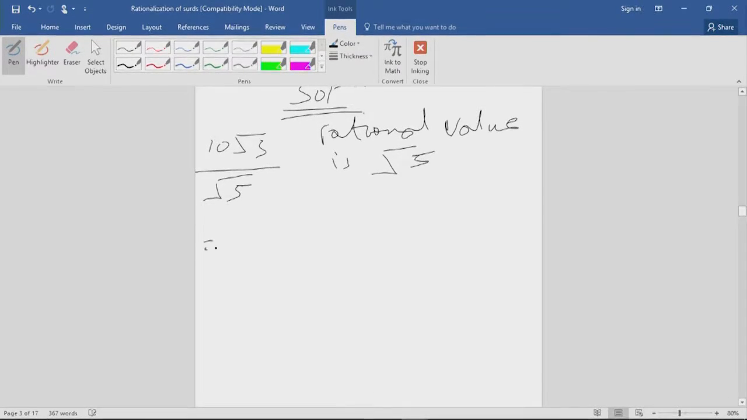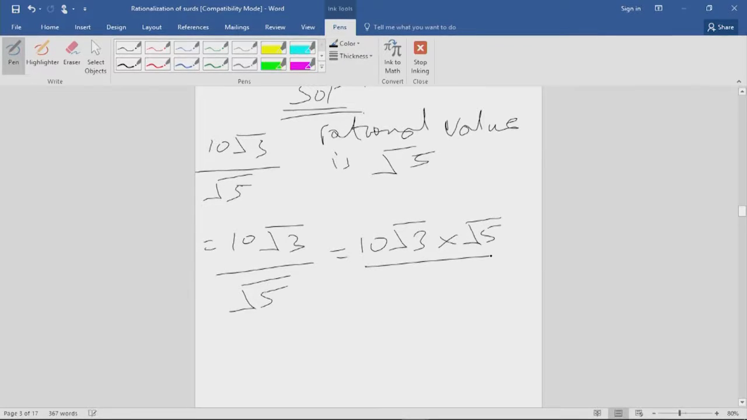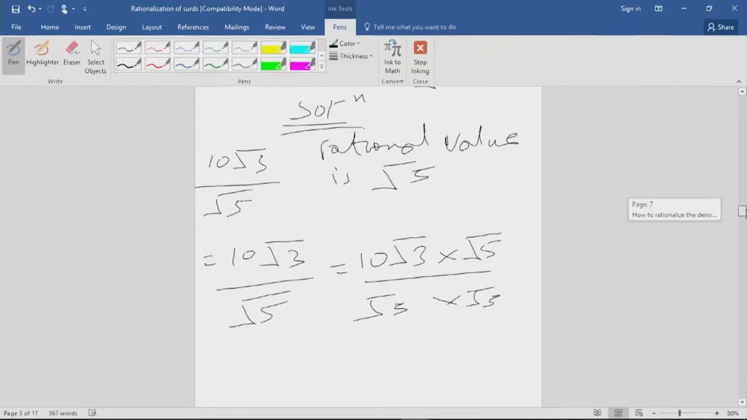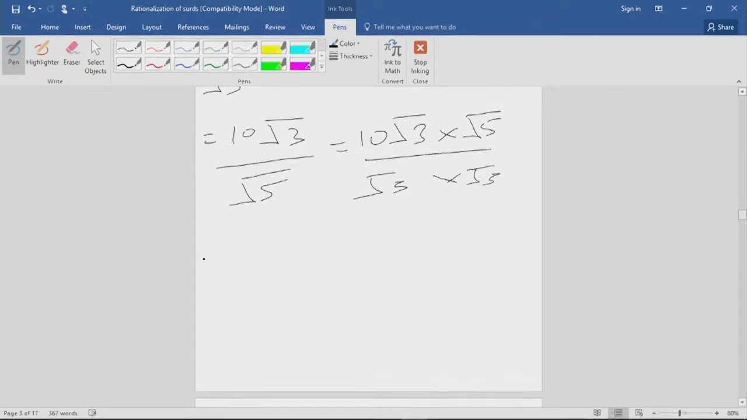Okay, so this gives us what? 10 root 3 all upon root 5. This gives us 10 root 3 multiplied by root 5, all upon root 5 multiplied by root 5. Moving further in a more advanced form, we have 10 root 15 all upon 5.